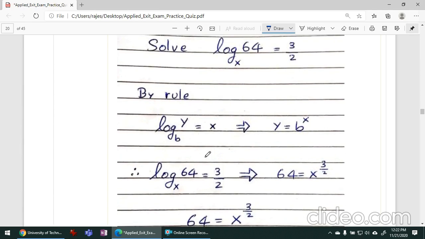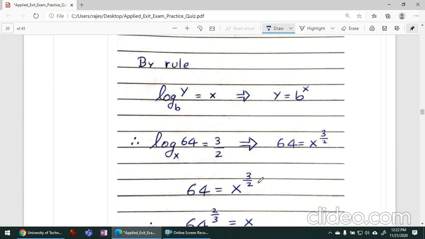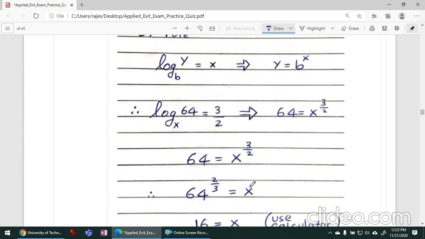Now look here. You write the question. So log 64 base x equals 3 by 2. What is y? 64. What is b? x. What is x? 3 by 2. So now what is the answer? y, what is y? 64 equals b power x. That means x power 3 by 2. So you have 64 equal to x power 3 by 2.